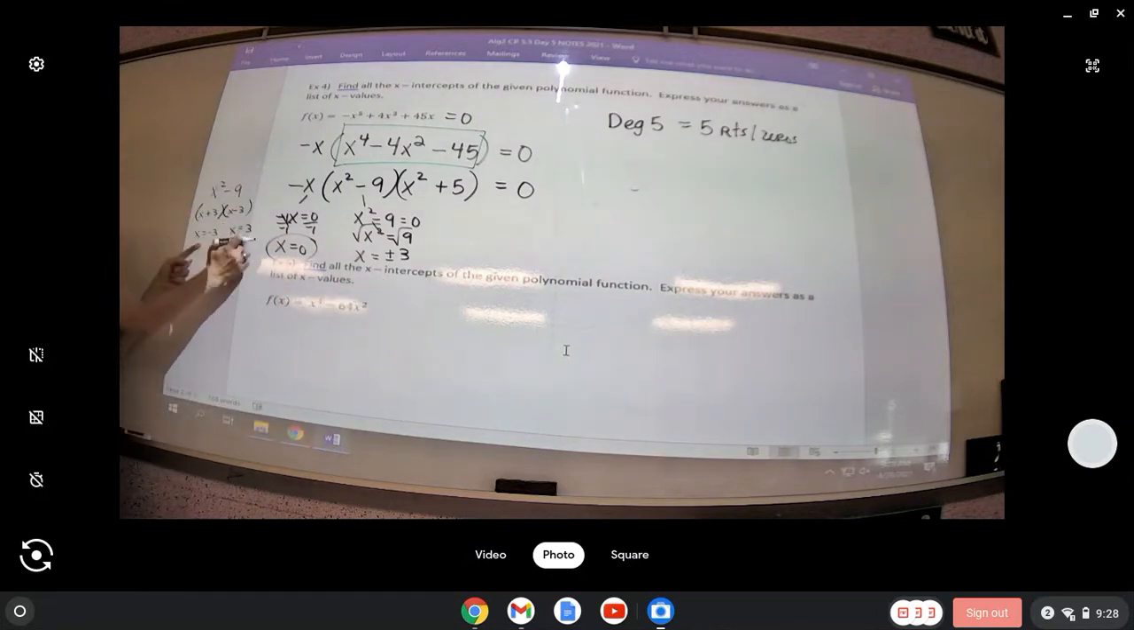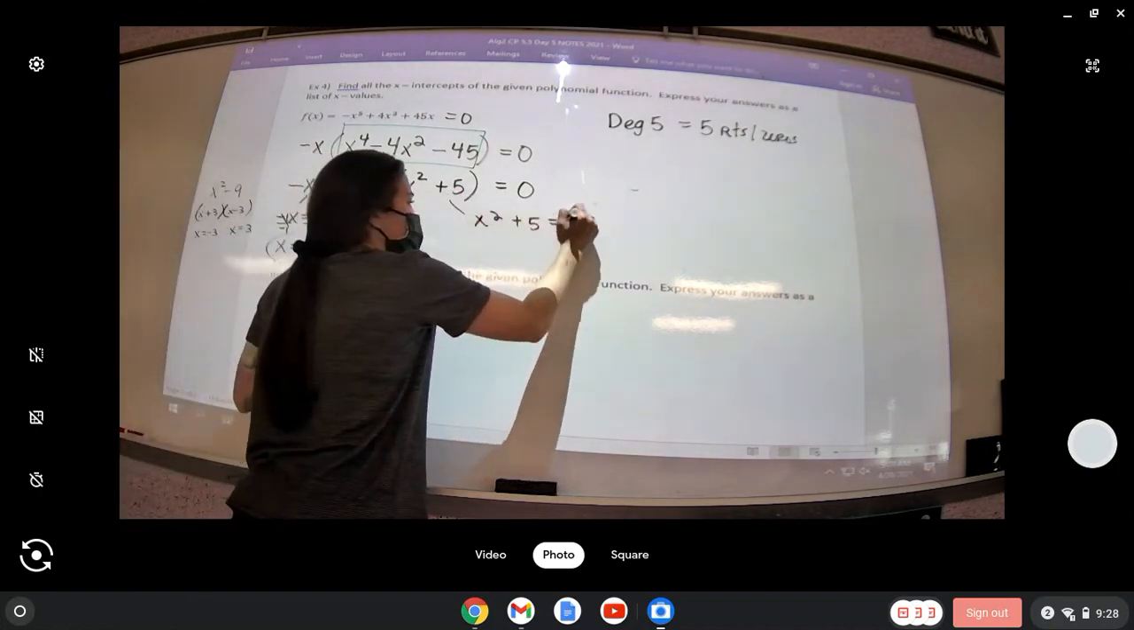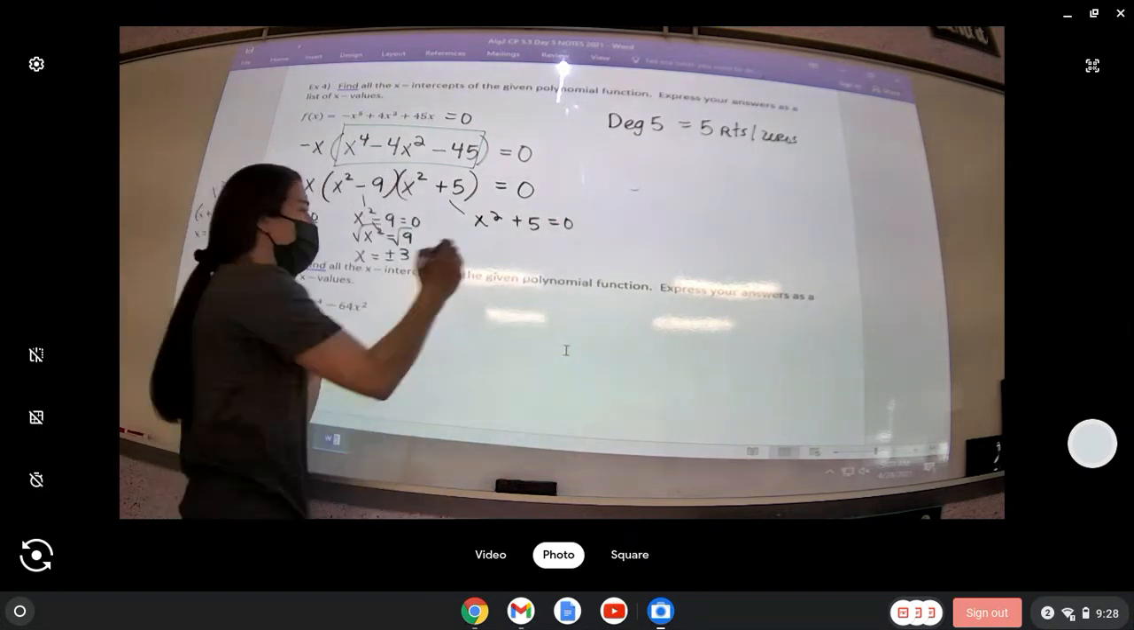Just like you would have gotten 3 and negative 3 if you factored it and set those factors equal to 0. So it's your decision. Do you want to factor it again or you just want to solve it? It doesn't matter to me. All right, and then we set this one equal to 0, which doesn't look like it's going to help us, but I'm going to solve it anyway.